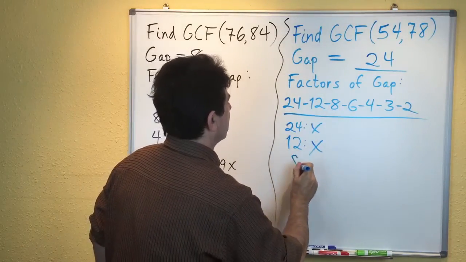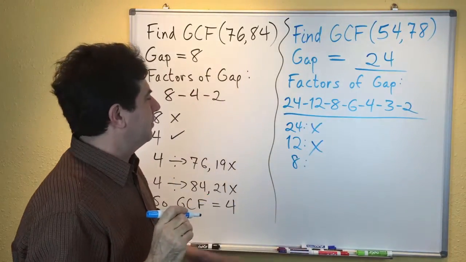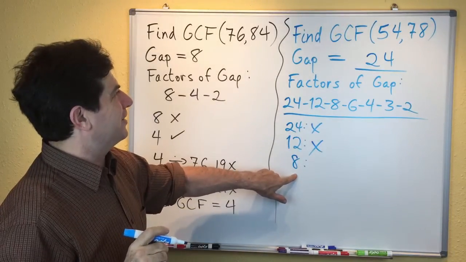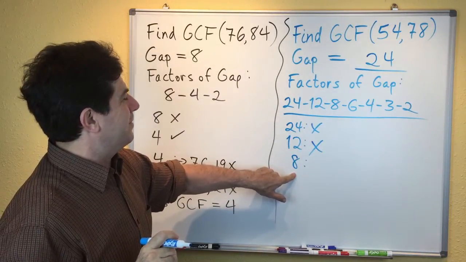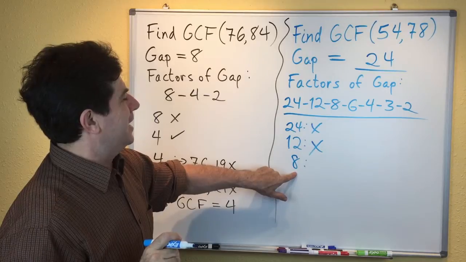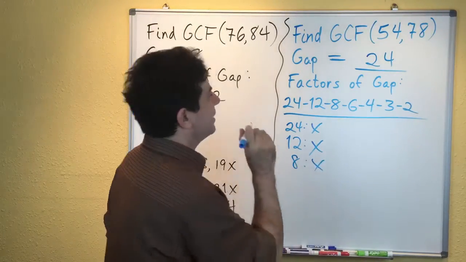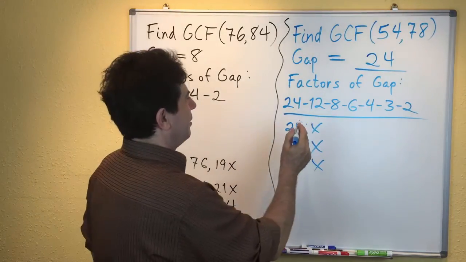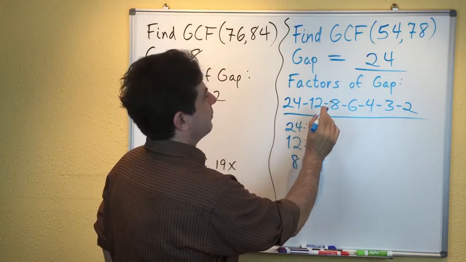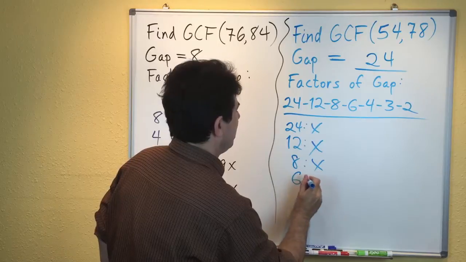How about 8? Does 8 go into 54? Well, 8 also goes into 48. They're all going into 48. 8 times 6 is 48, and 8 times 7 is 56. We came close, but it didn't work, so 8 doesn't work either. So now we've gone through 24, 12, 8. Let's try 6, see what happens.